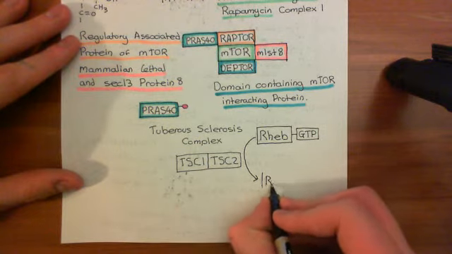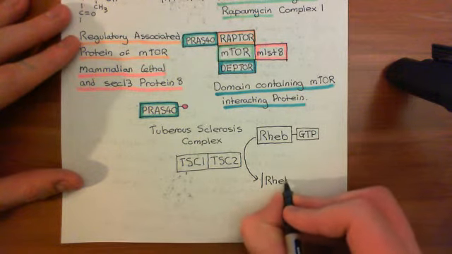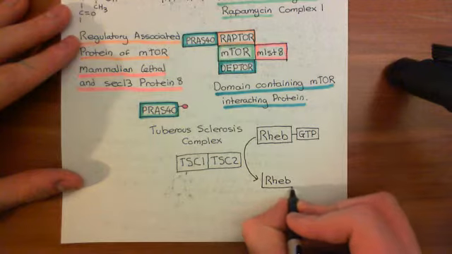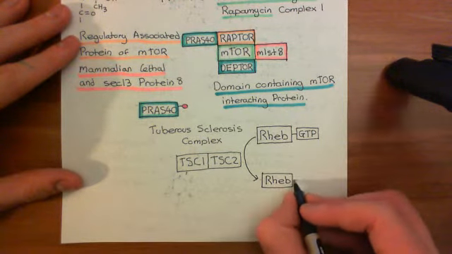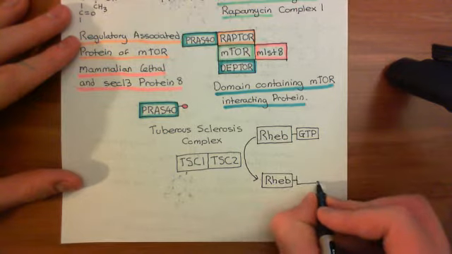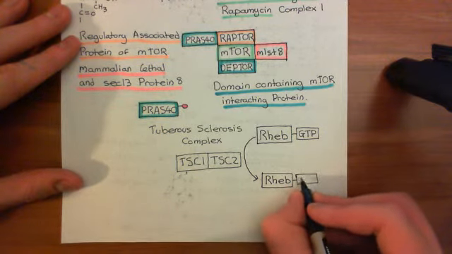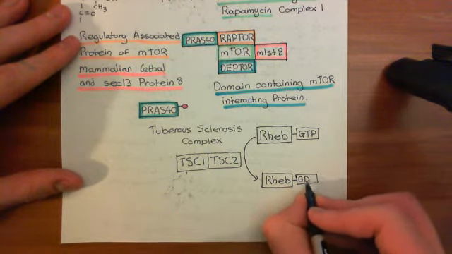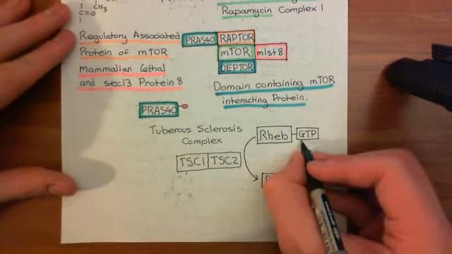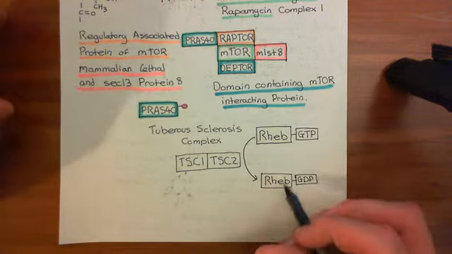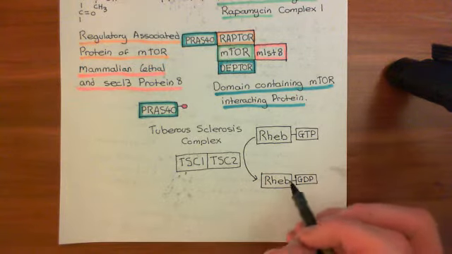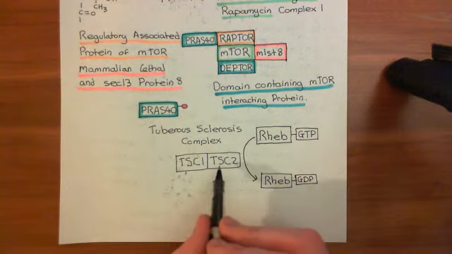And basically what the tuberous sclerosis complex does to the Rheb G protein is that it turns it from the on state where it has GTP bound to it, and it turns it instead into the off state, basically. So it catalyzes the conversion of Rheb GTP, the on Rheb, into the off Rheb. So it turns Rheb off. Okay, so that's what this complex does.